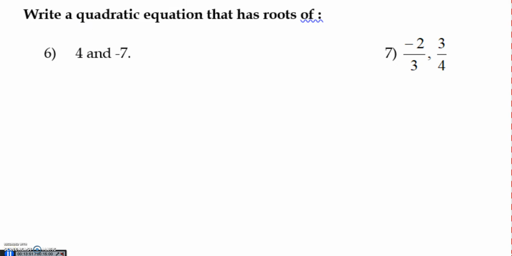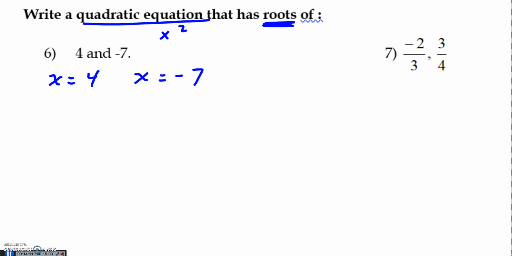Okay, for number 6, the goal is to write a quadratic equation. So I want to write something that is in the form x squared. That's what I want in the end. Now what it says, but what it means by that the roots are 4 and negative 7 is that you already got the answers of x equals positive 4 and x equals negative 7.